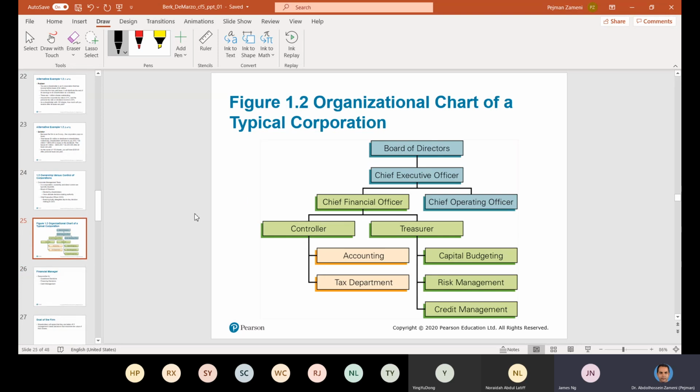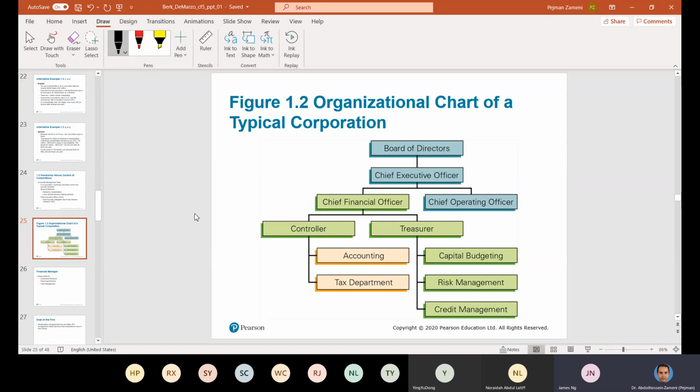This could be a typical organizational chart, with the board of directors at the top, and after that the CEO. Under the CEO, we have many different C's. CFO means Chief Financial Officer. Chief Operating Officer is COO. You can have CTO, CIO, CRO, many of these different C's. Under the Chief Financial Officer, we usually have a controller and a treasurer. The controller handles the accounting and the tax department.